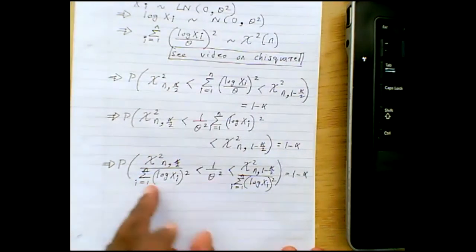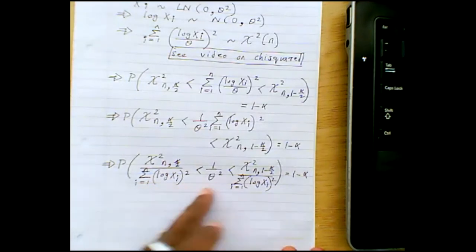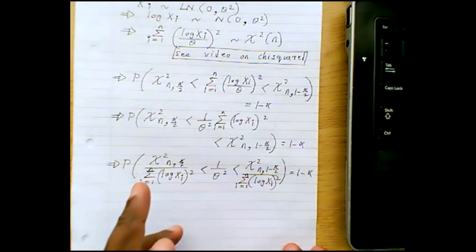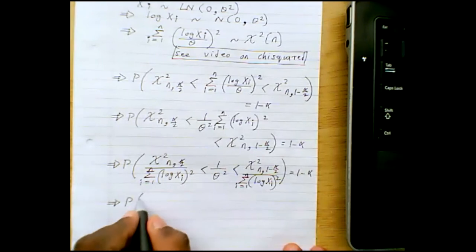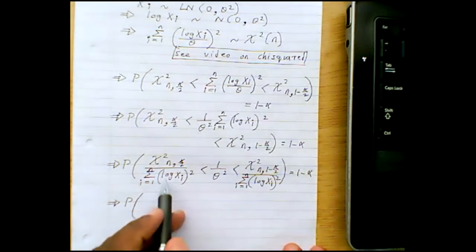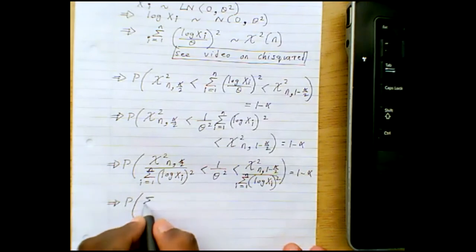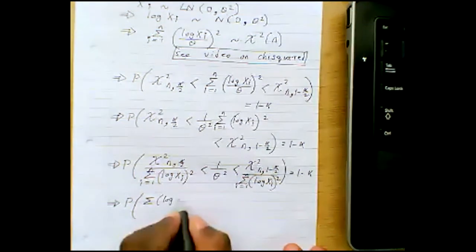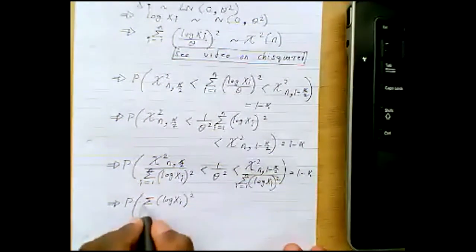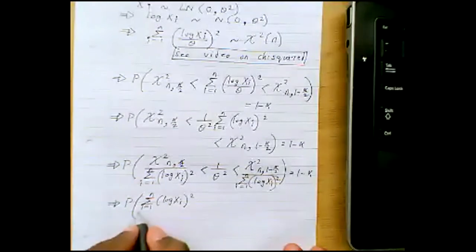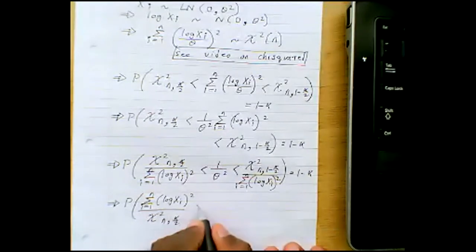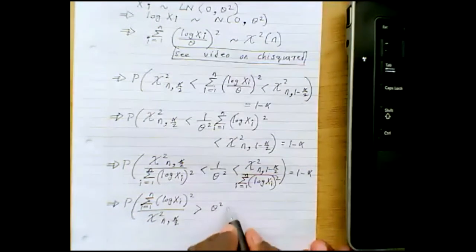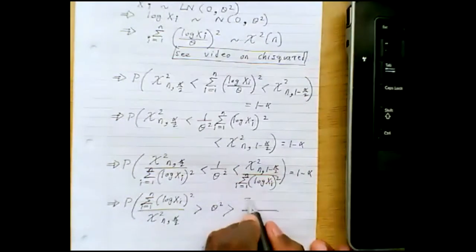Now the next thing I'm going to do is I'm going to take the reciprocal of each of the three terms, right? So that will change the sign. So when I take the reciprocal of this, it is going to be, so you see the sign is changing, as you can see.